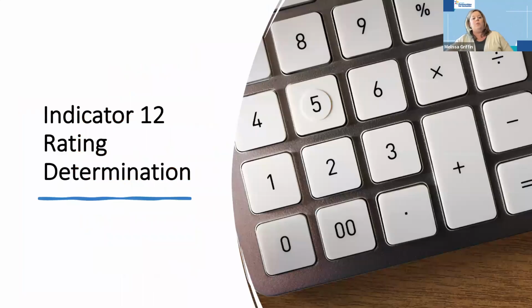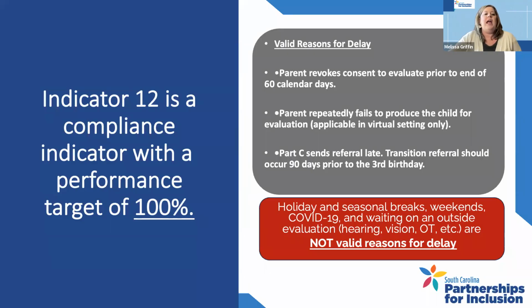Okay, so, oops, slides don't want to stay. Come back. Okay. Indicator 12 is a compliance indicator. So remember, we talked about there's compliance indicators and there's performance indicators. When it's a compliance indicator, it is set by OSEP. And this one, as with most compliance indicators, is set at 100%. So there's no wiggle room, right?